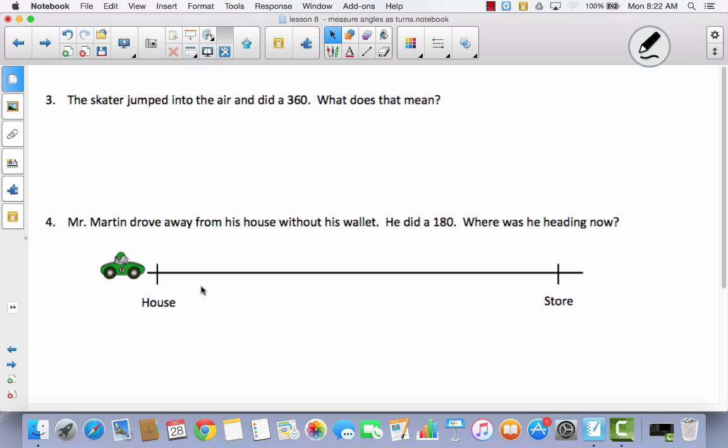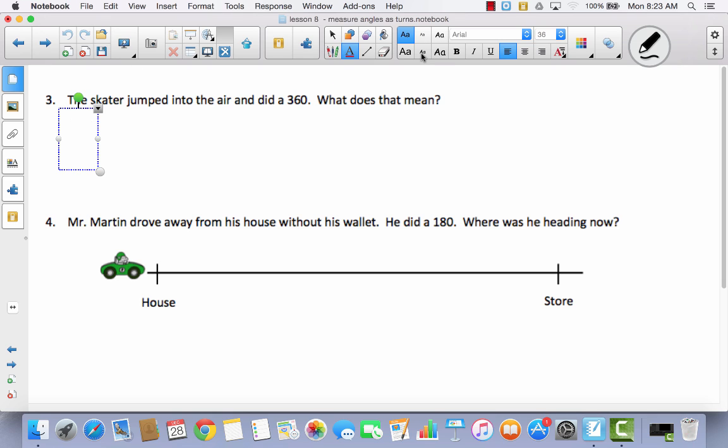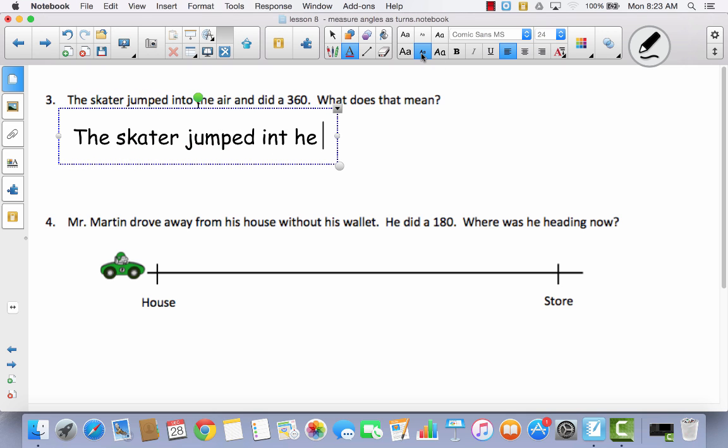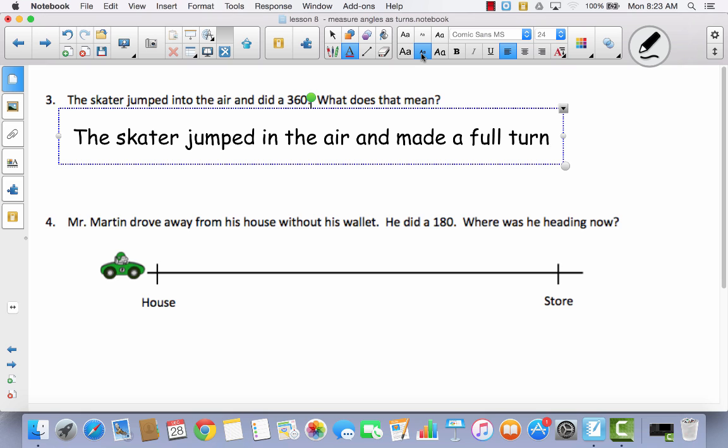The skater jumped into the air and did a 360. What does that mean? So think about what we just said a minute ago, 360 degrees. How does that relate to a circle and a turn? Well, hopefully you said that if a skater jumped into the air and did a 360, that means the skater jumped in the air and made a full turn. Okay, so what I mean by that is if the skater was facing me, he jumped in the air and turned all the way around so that he was still facing me before he came back to the ground.